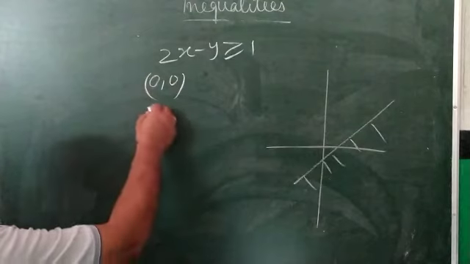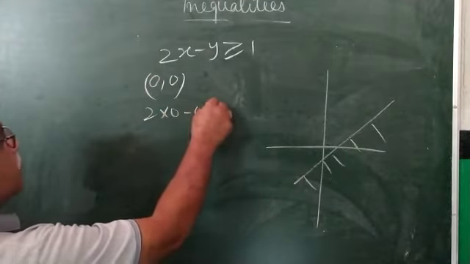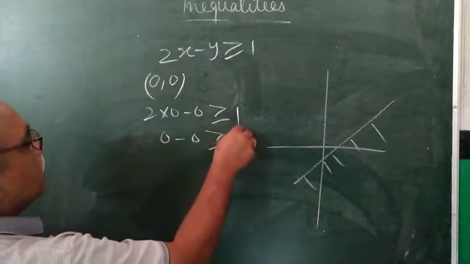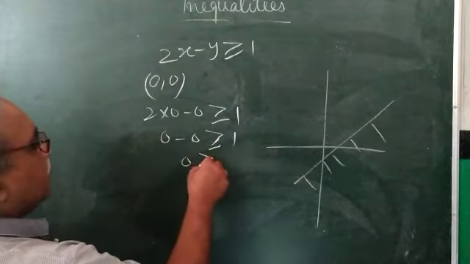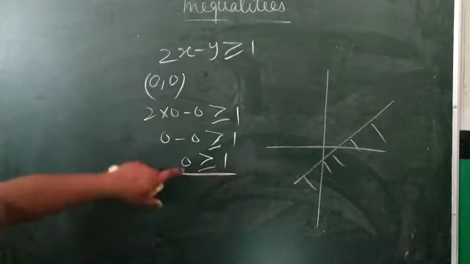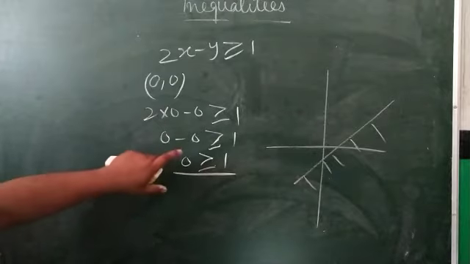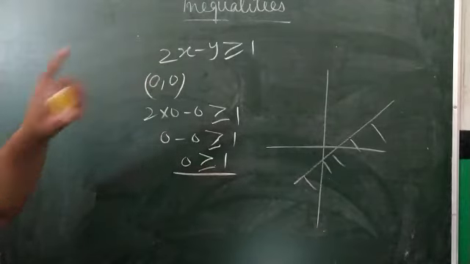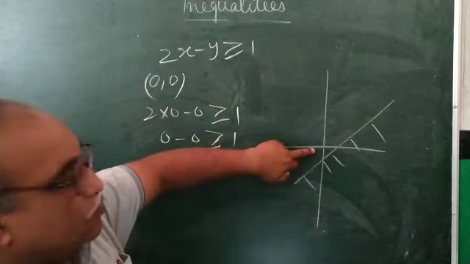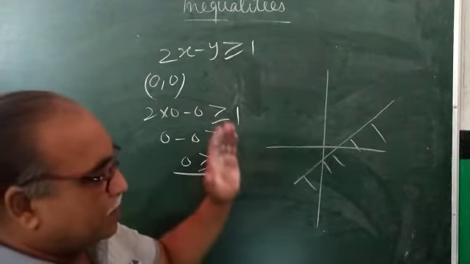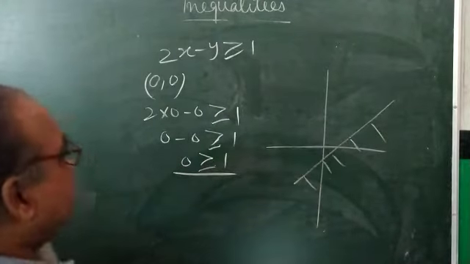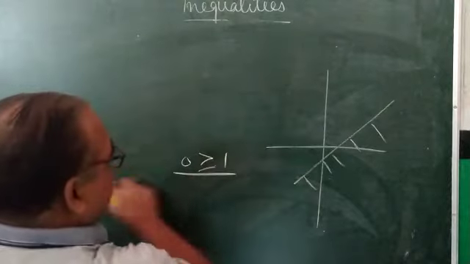Let us say 2 into 0 minus 0 greater than or equal to 1. 0 minus 0 greater than or equal to 1. 0 greater than or equal to 1. This does not satisfy. Why not? Because the value (0, 0) does not agree with it. So (0, 0) is not in this inequality's area. So this portion will not come, the origin will not be in this portion. Which one will come? The one away from the origin. So this way the right side will fall.